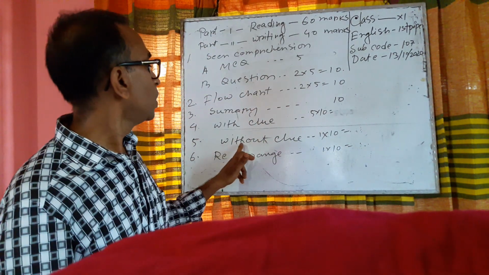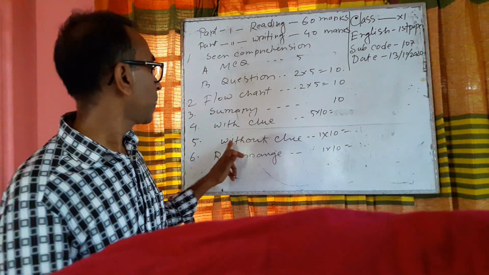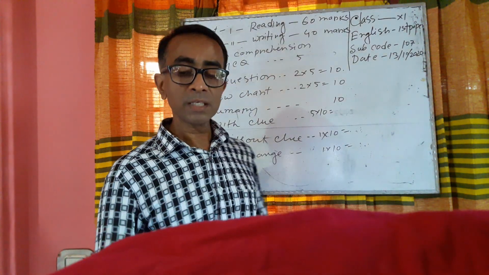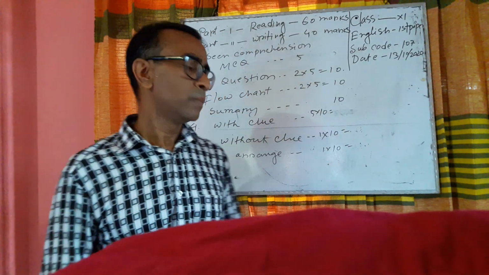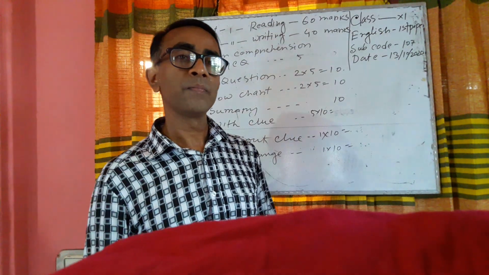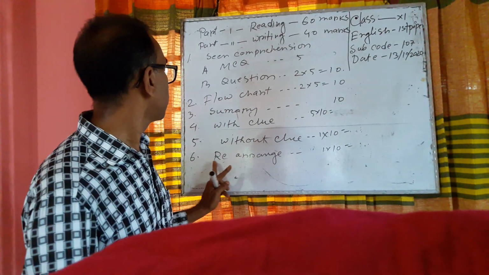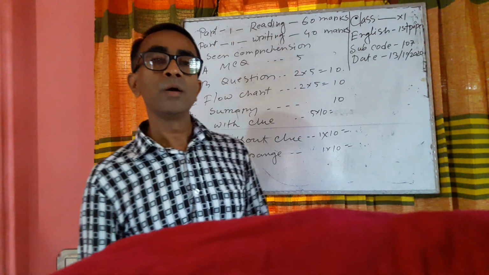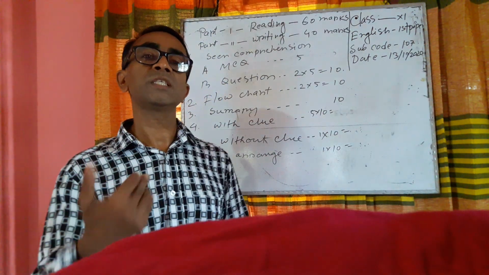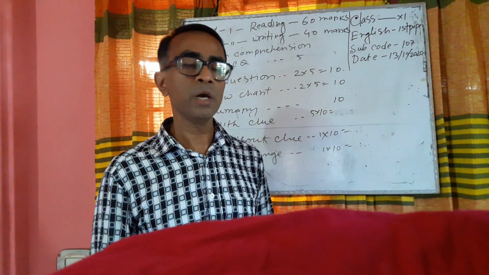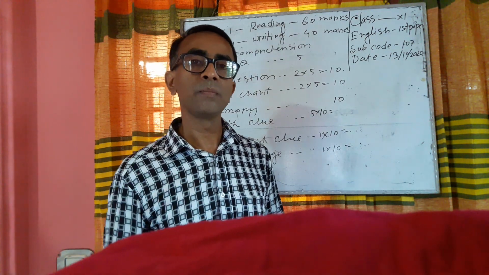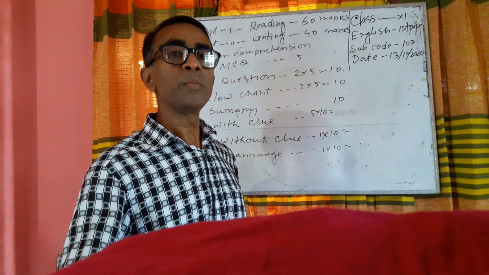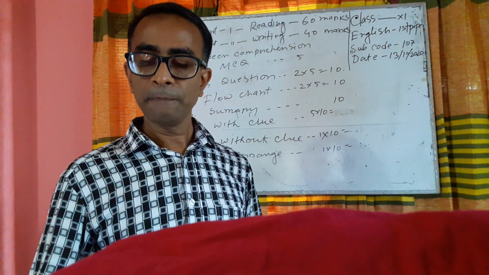Number 5, there will also be 10 gaps, and there will be no clue. It is without clue. It can be text based, or it can be unseen. There will be another item, it is called rearranging. There will be 10 points, it may be 10 points of a traditional story or any events. You have to rearrange the sentences one by one. This is the first part of your seen comprehension.